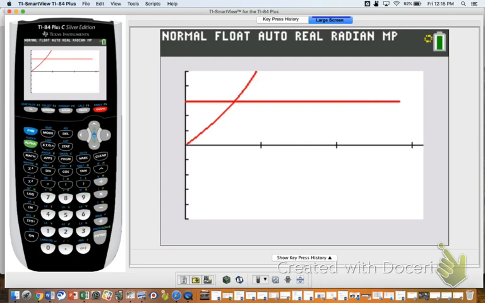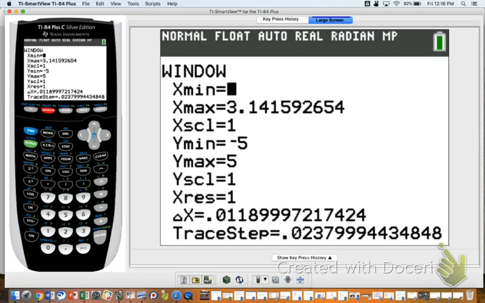Are you in radian mode or degree mode? 0 to pi on my x's. I'll go back to my window. So here's my window. 0 to pi for x, negative 5 to 5 for y.